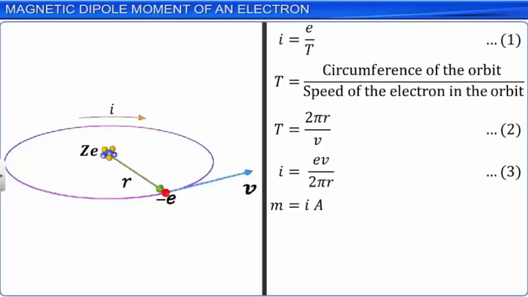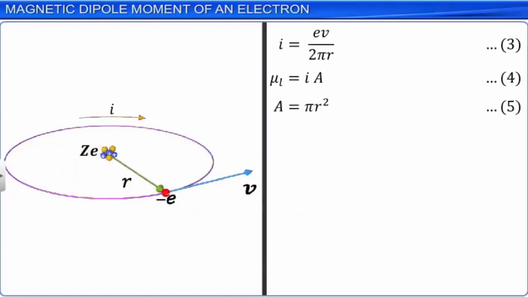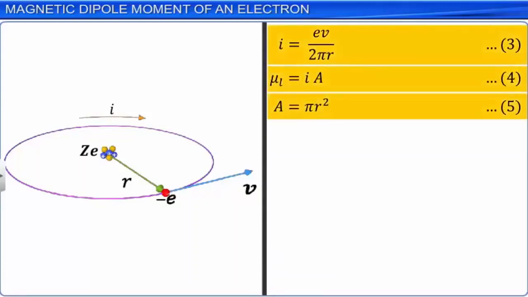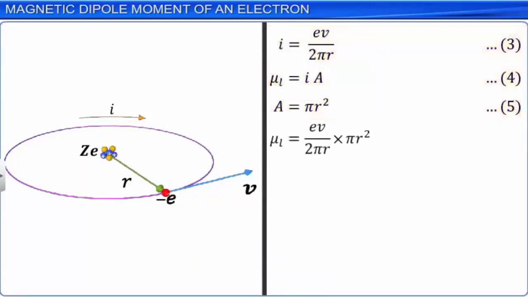Thus, the magnetic moment of the orbiting electron, μL, is equal to the product of the current I and the area of the orbit A. Let this be equation 4. The area of the orbit A is equal to pi r square. Let this be equation 5. Substituting equations 3 and 5 in equation 4 and simplifying, we get the expression for the magnetic moment of the revolving electron as μL is equal to evr by 2. Let this be equation 6.